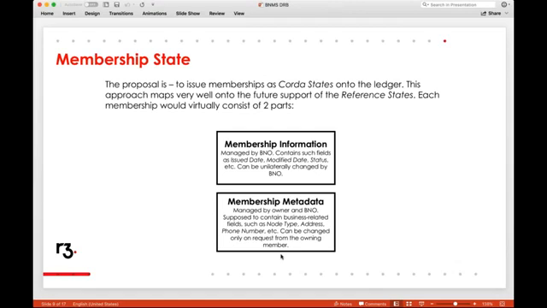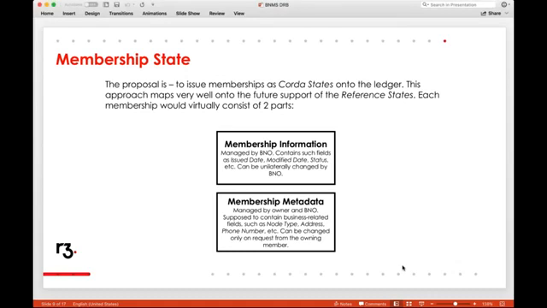Questions? Okay, so the proposal is to have all the memberships issued onto the ledger as Corda states. Each membership would virtually consist of two parts. The first part is the membership information. It contains some generic fields such as issue date, modified date, the membership status, and so on. The membership information can be unilaterally managed by the BNO. The idea is that the BNO should be able to unilaterally revoke someone's membership or approve someone's membership, if that's required, without getting the explicit signature of the member.